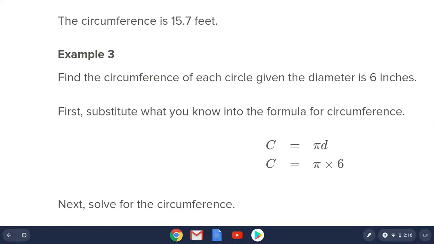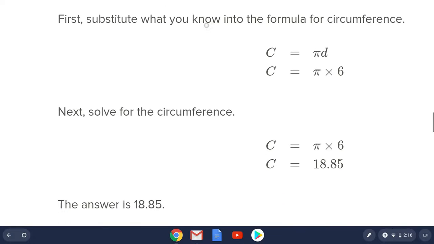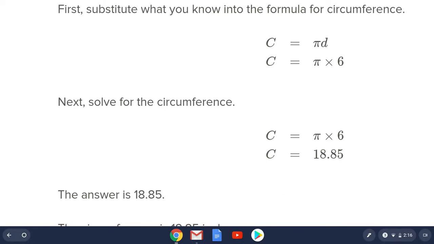All right, example 3, we get the diameter, not the radius. So we know the diameter. We don't need to multiply it by 2. We just need to multiply our diameter of 6 inches times pi. So it is 6 times 3.14. It is 18.85.